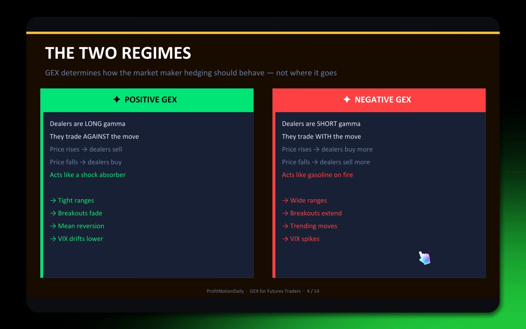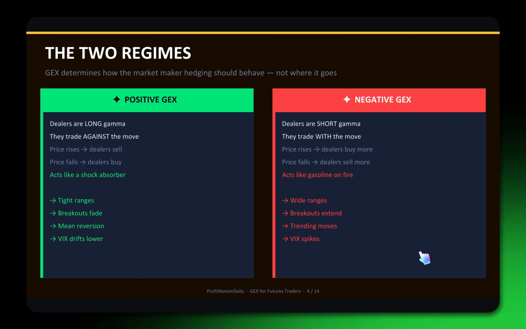So this is where, if there's a really strong breakout, you look to fade it for scalps. Mean reversion tends to work a bit more. Volatility is a bit lower. And that's how you would trade in positive.